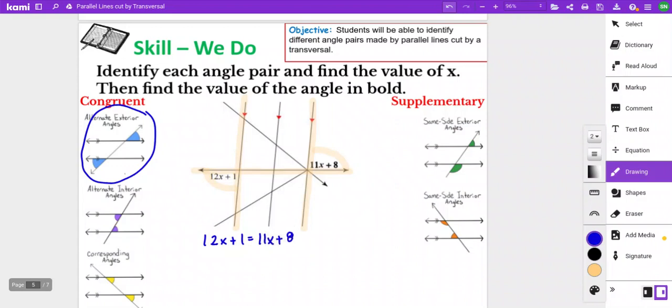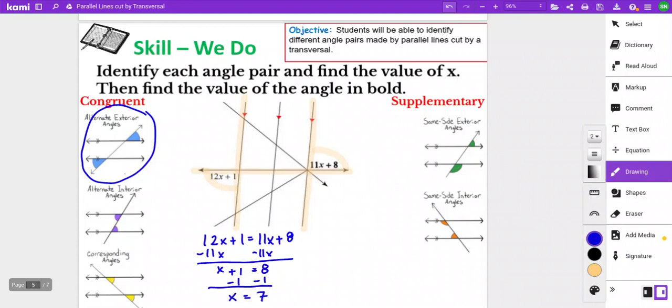Our goal is to first solve for x, then we are going to plug in x in order to find the value of the angle in bold. We're going to start by subtracting 11x from both sides. This gives us x plus 1 equals 8. We still don't have the x by itself. We will subtract 1 from both sides, and this will give us that the value of x is 7.